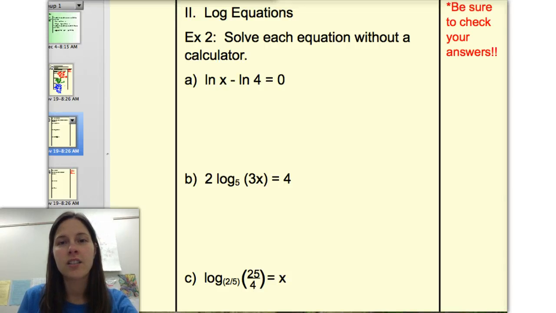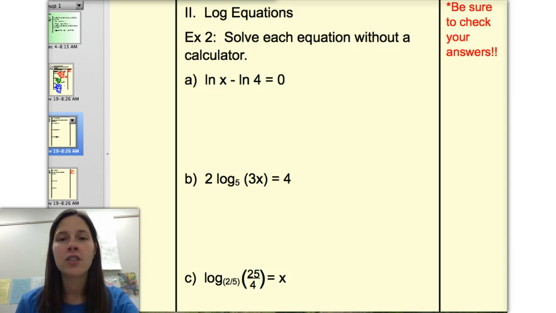Now we're going to take a look at solving log equations. Our first log equation, we have natural log of x minus natural log of 4 equals 0. So what I'm going to do is, actually there's a couple of options on this one. You could use properties to condense this to a single log and then use the curly law to undo it and put it in exponential form.